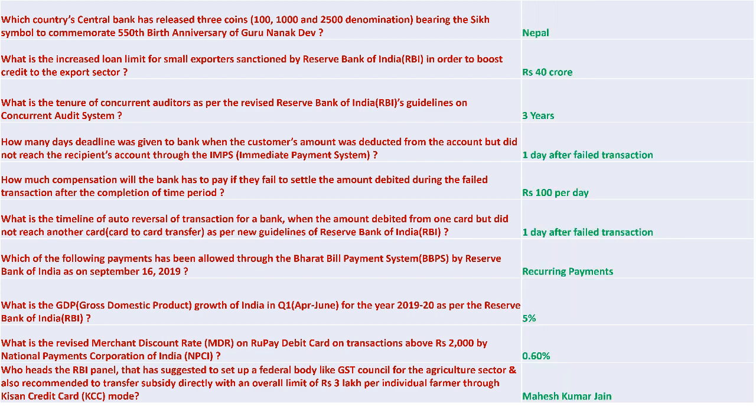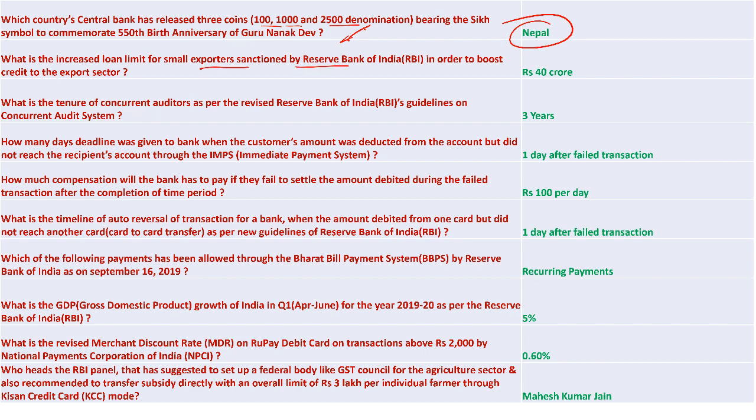RBI's news, one more central bank, that's Nepal. The first was a little googly here. Which country's central bank released 3 coins, 100,000 and 2,500 denomination? That's Nepal. 40 crore is the increased loan limit for small exporters sanctioned by RBI.